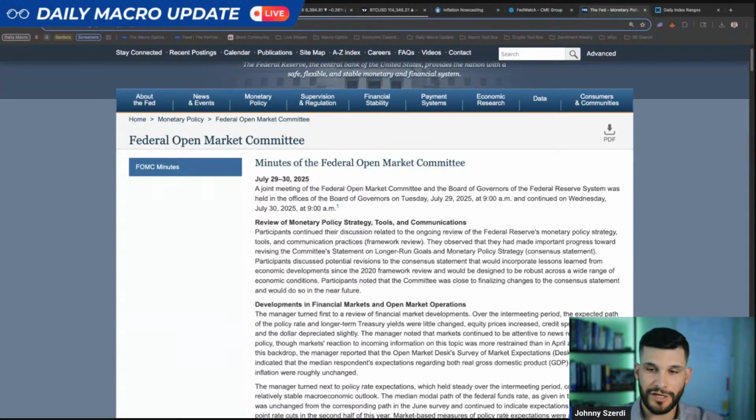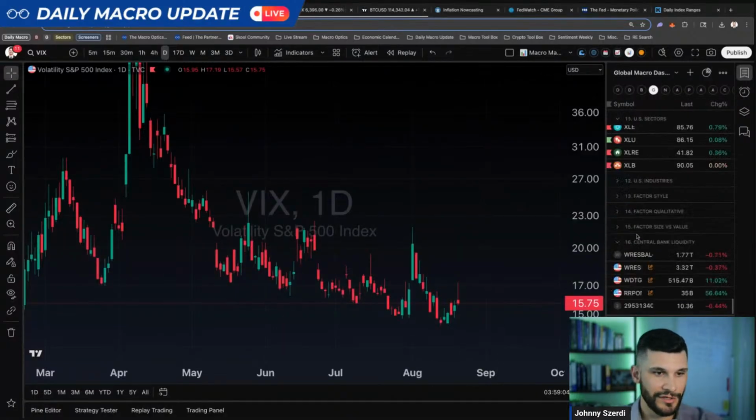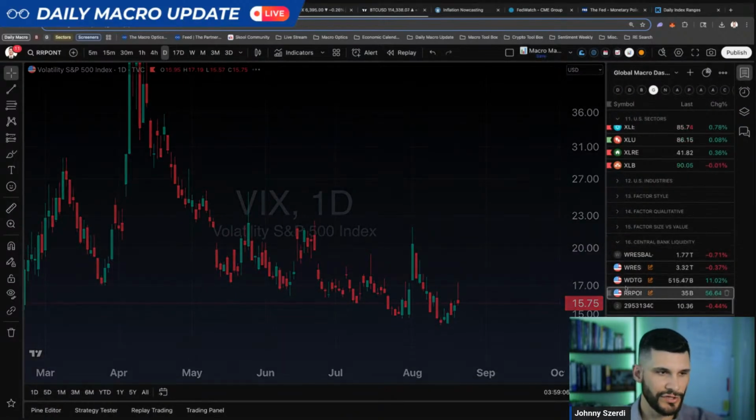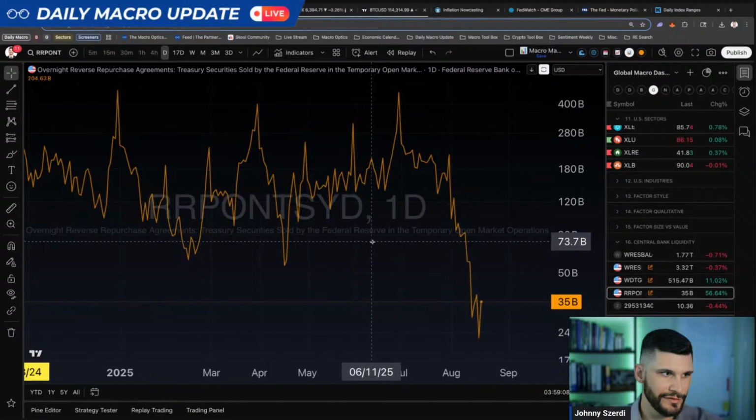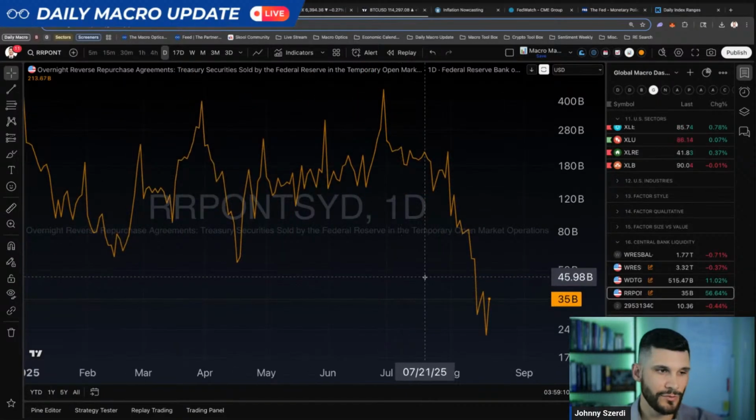They did talk briefly about how they continue to try and drain the RRP in order to fund the government. Those reserves will likely continue to decline and get near zero. Now, what we can do is go over and take a look at that chart right here. If you wanted to put this on your chart, this is the RRP ONTSYD.